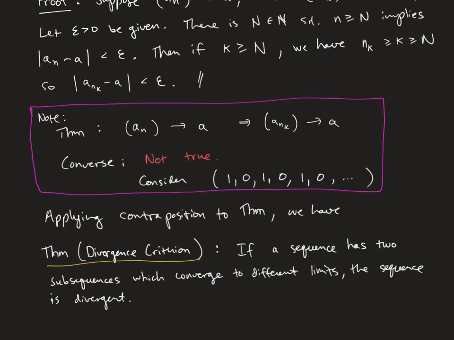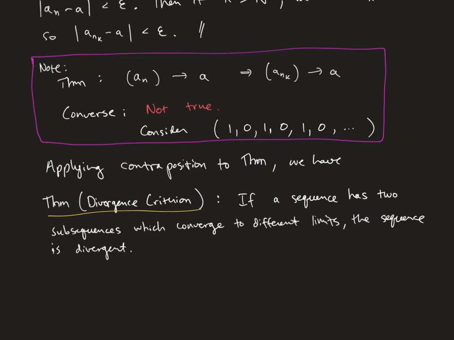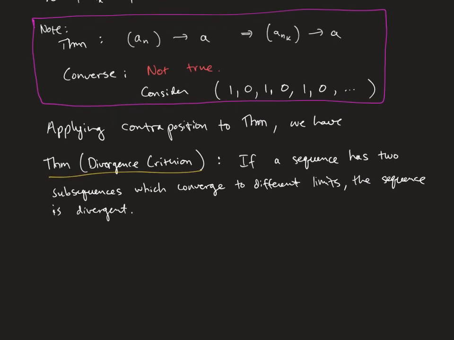Here's the divergence criterion. It says that if we have two subsequences which converge to different limits, then the original sequence must be divergent. Because our theorem says that if we have a convergent sequence, then every subsequence must converge to that same limit. So the negation of every subsequence converging to the same limit is that there are at least two different subsequences which converge to different limits. So what we find is this divergence criterion.